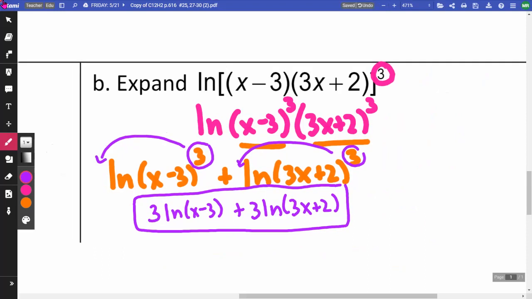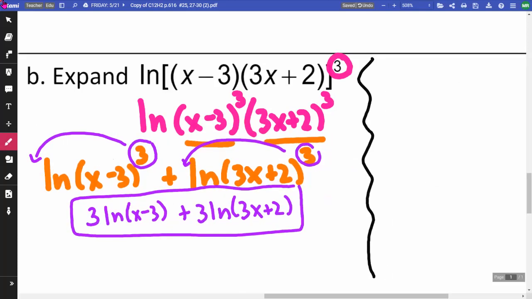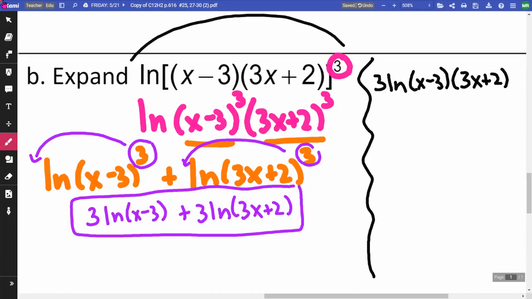Now, just a quick note. Again, I said I could have put that 3 in front. So I could have put that 3 in front automatically like this, moving that to the very, very front. Then I'm going to have 3 ln of x minus 3 plus 3 ln of 3x plus 2. You could have also done that, and you see I get the same answer.